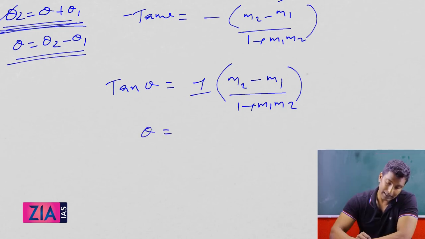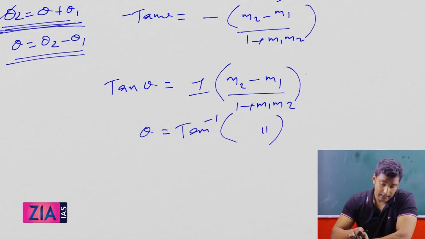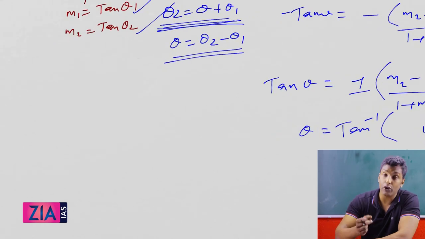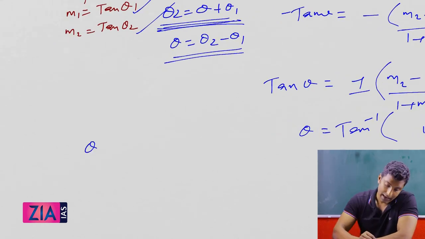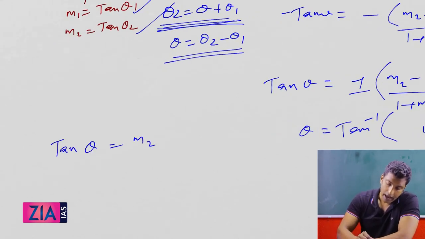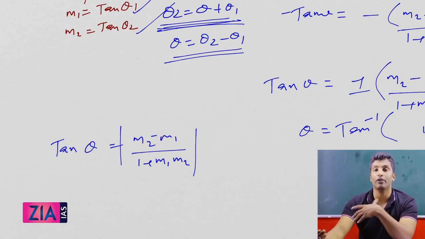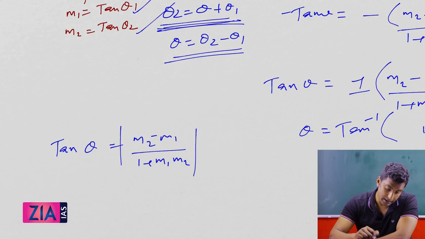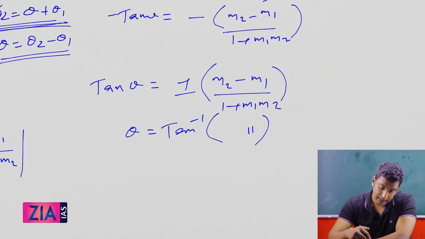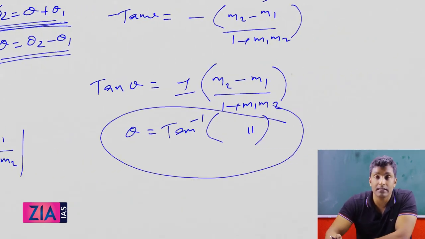Okay, now what is theta? Theta is equal to tan inverse of this thing. So you get theta. Now sometimes if you need to find the acute angle, then tan theta is equal to mod of (m2 minus m1) divided by (1 plus m1 m2). Once you get the acute angle, you get the obtuse angle. So that is the idea. I hope you understood this. So theta is tan inverse of plus or minus (m2 minus m1) divided by (1 plus m1 m2).